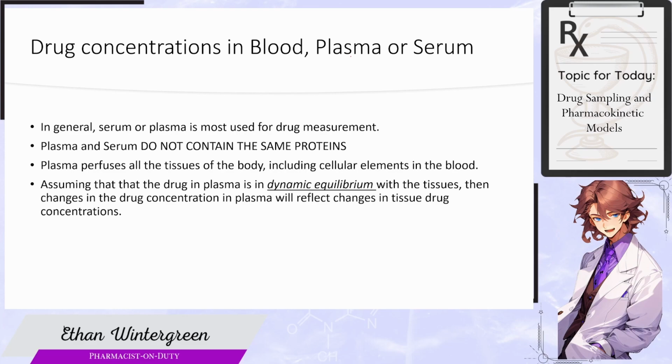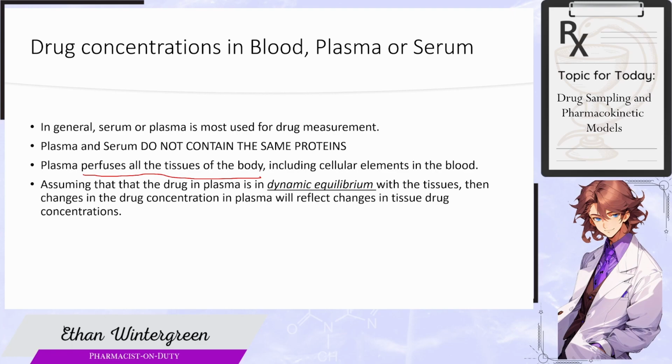So first is our drug concentrations in the blood, plasma, or serum. In general, serum or plasma is used for most drug measurements. Please do take note that plasma and serum do not contain the same proteins, and the most important sample that we need to obtain is actually from the plasma. It's because of these two reasons. Plasma perfuses all tissues of the body. It means every part of the body has plasma. Plasma moves everywhere inside the body, and it is a good representative for the whole body.